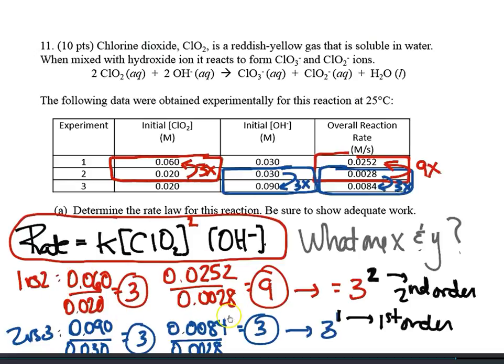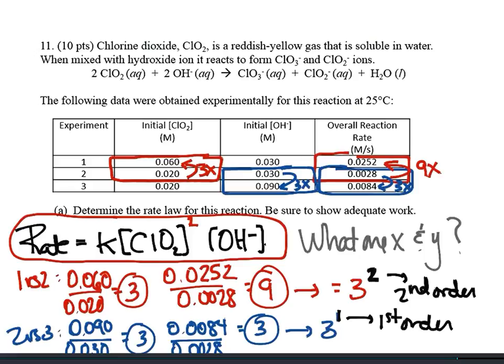You got a point for comparing the rates of the same reactions. You got a point for determining that it was second order based on those two numbers. Same thing for 2 versus 3. You got a point for comparing the concentrations, a point for comparing the rates, a point for deducing that it is therefore first order, and then finally 1 point for your rate law expression. So that adds up to 7.